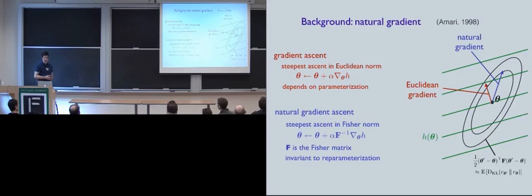And so because the KL divergence is an intrinsic metric between probability distributions, it doesn't depend on the parameterization, the natural gradient is approximately invariant to the parameterization of the model. And so if you change the parameterization, you get the same updates in terms of the actual functions the networks represent.